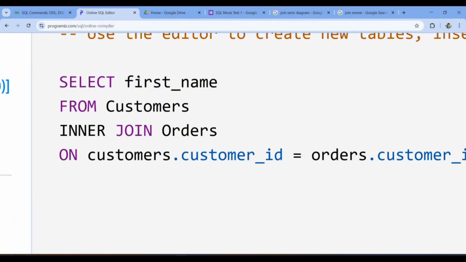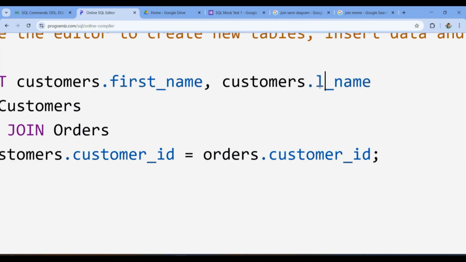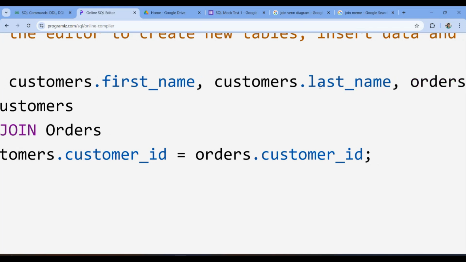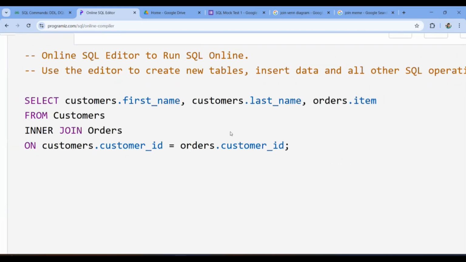Do you see the same problem can come in your first name also? If the first name is there in both the tables, then again it will throw error. Again, the best practice is to write the table name at the starting. Customers dot first name. Now you will see that it is getting complicated, at least bigger in writing also. Customers dot first name, customers dot last name. If I want item, then what should I write? Orders dot item.